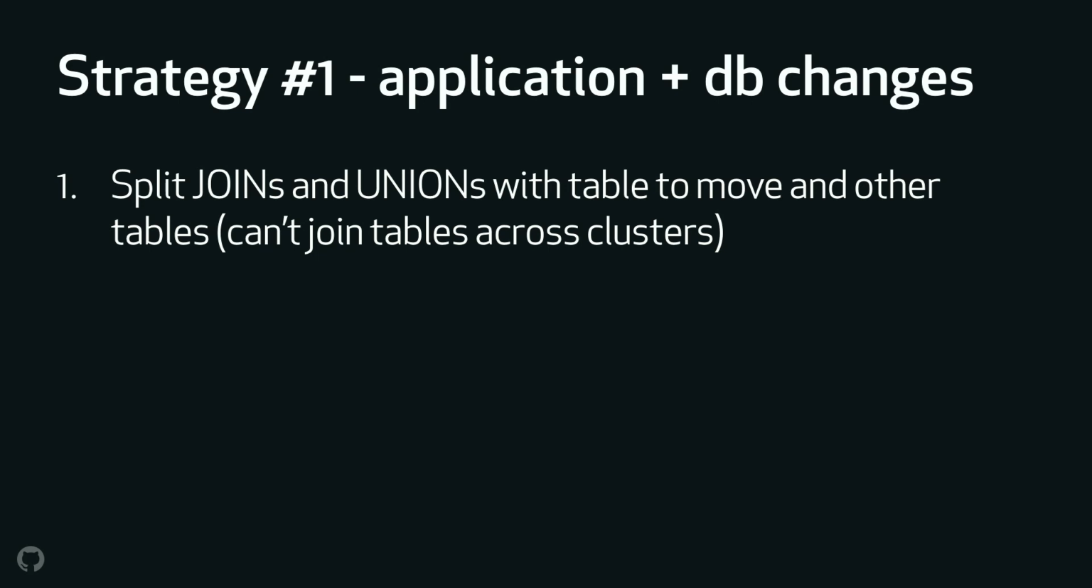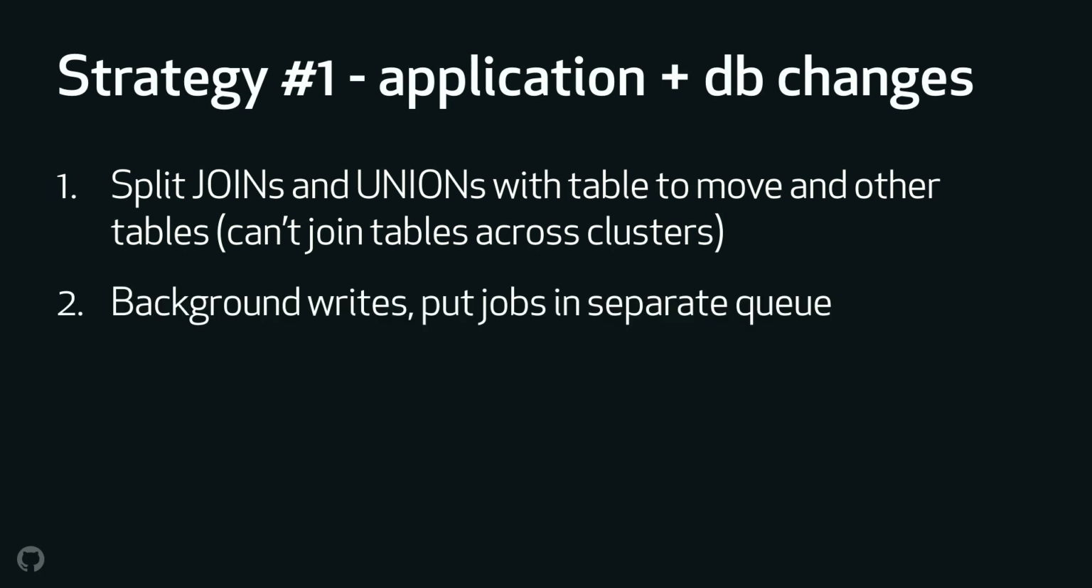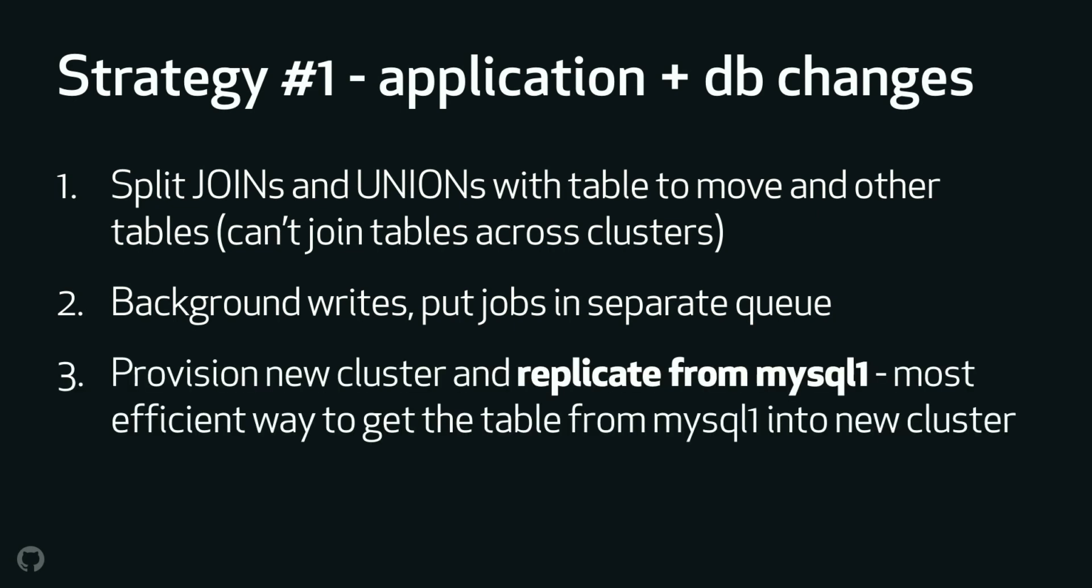I just want to go into the details of what we needed to do from the application's perspective and then from the database's perspective to make this happen. The first step was to split all of the joins or unions with the table that we wanted to move, background the writes, and put those jobs into a separate queue that we would have the ability to pause. Then provision a new cluster, and then start replicating from MySQL 1. And we would just replicate the table that we needed into that new cluster. This was the most efficient way to get that data into the new cluster ready and waiting for us.